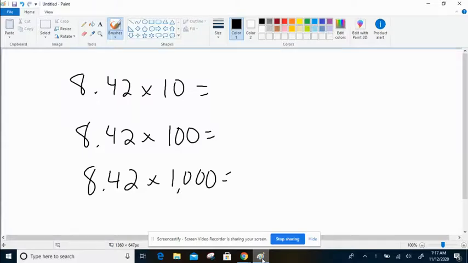Hello students, today we're going to learn about dividing with decimals when you're dividing by a multiple of 10. We already learned about how to do this with multiplying, but let's do a little bit of review because it'll help us understand the division better. So we've got 8 and 42 hundredths, and we want to multiply it by 10, by 100, and by 1,000.